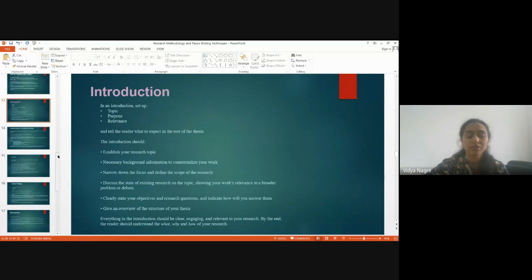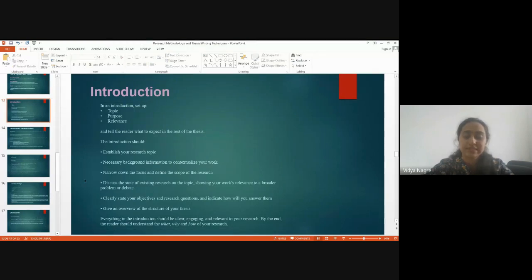So in an introduction, you have to talk about your topic, what is the purpose of your study, and how your study is relevant to the current time, and how it will contribute to the upcoming time. So tell the reader what to expect in the rest of the thesis, what your thesis is going to talk about in the few leading pages. This is what you have to talk about. So an introduction should establish your research topic, necessary background information to contextualize your work, narrow down the focus and define the scope of your research.